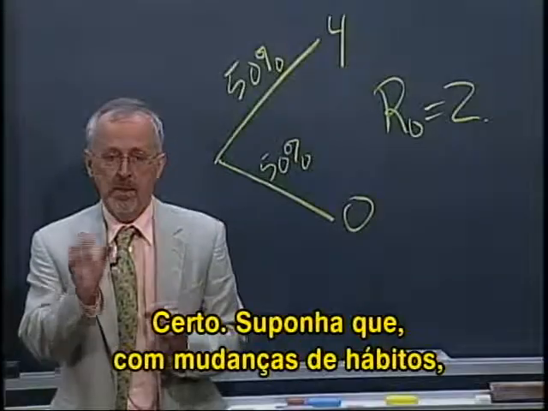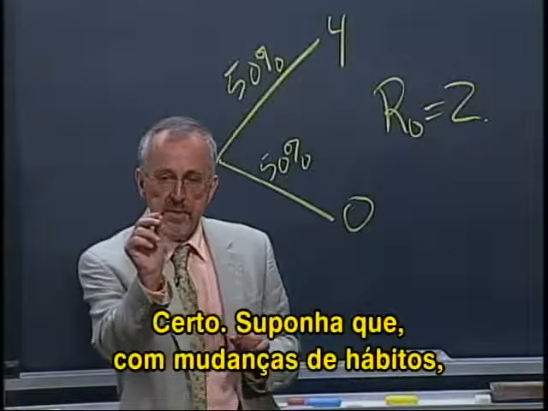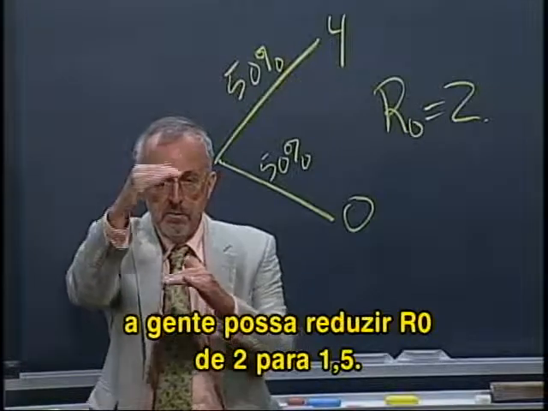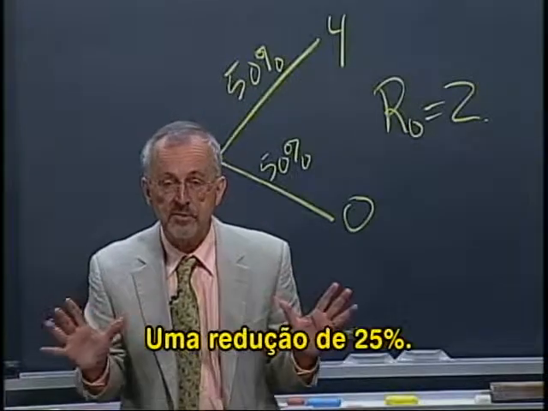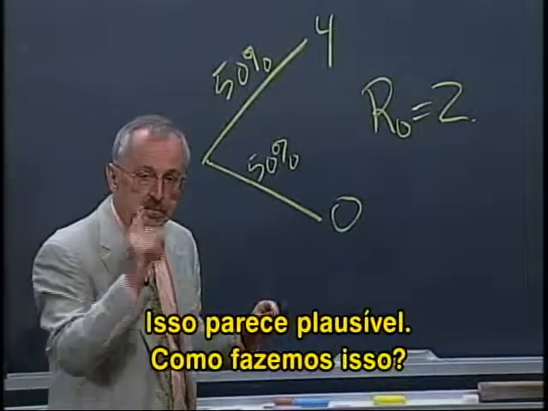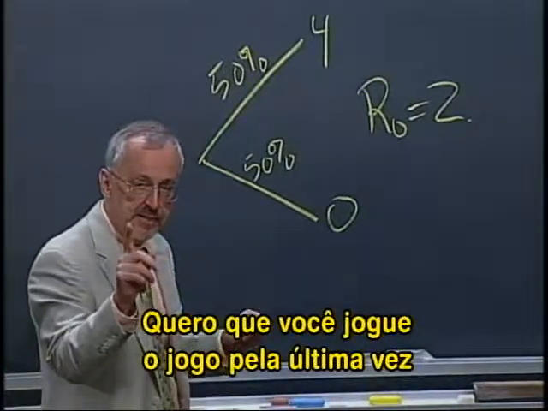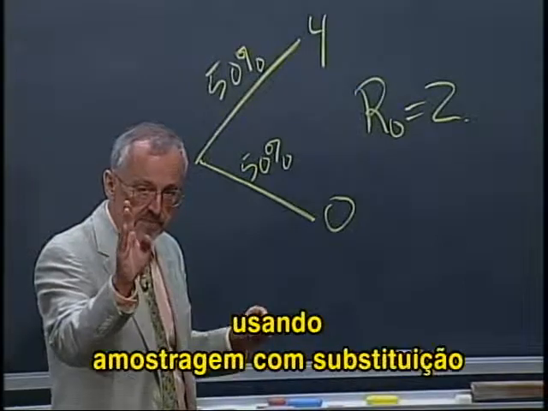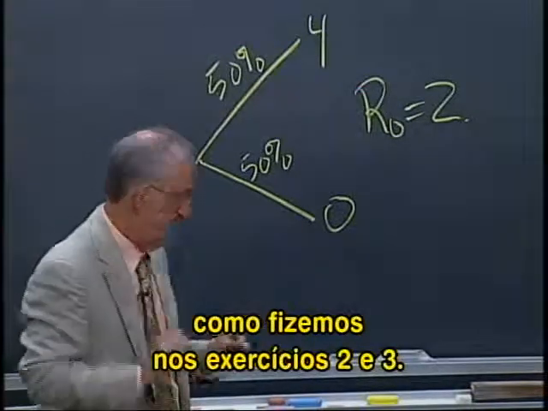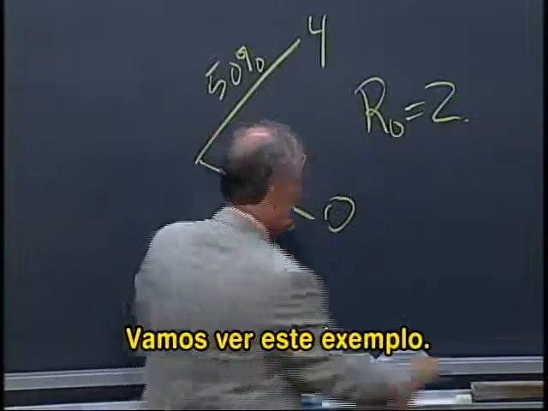If you read that, you'll be sure to be in the clear, blue sky in no time. Okay, suppose with NPIs we can reduce R0 from 2 to 1.5, a 25% reduction. That seems very reasonable. Now, how do we do this? Because I want you to play the game the fourth and last time, sampling with replacement, like we did in 2 and 3, okay? So let's look at this example here.